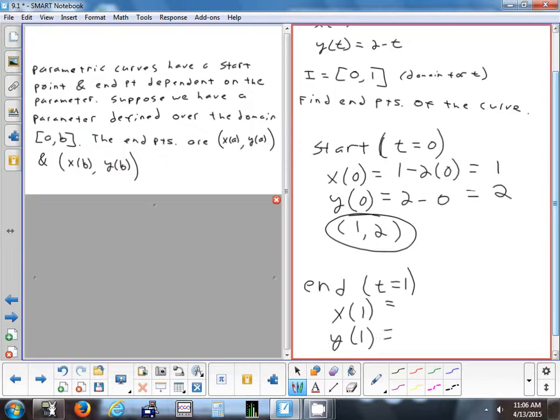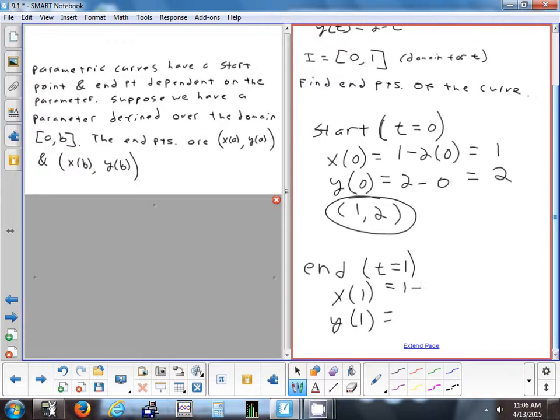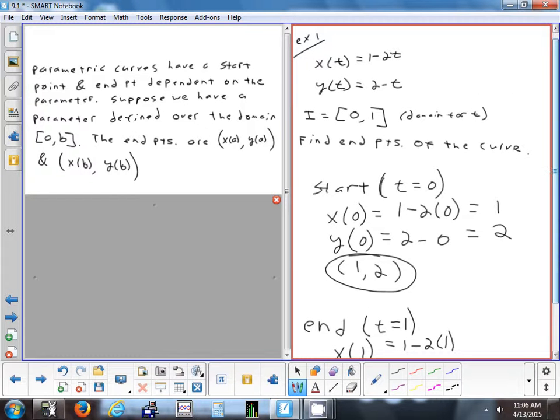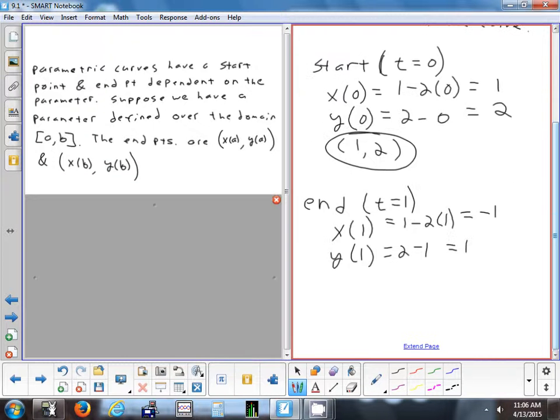All right, so find x of 1 and y of 1. Okay, x of 1: 1 minus 2 times 1. And then y of 1: 2 minus 1. So x of 1 is going to be 1 minus 2, or negative 1. Y of 1 is going to be 2 minus 1, or 1. So my curve is going to end at negative 1, 1. There's the start and the stop point for this curve.